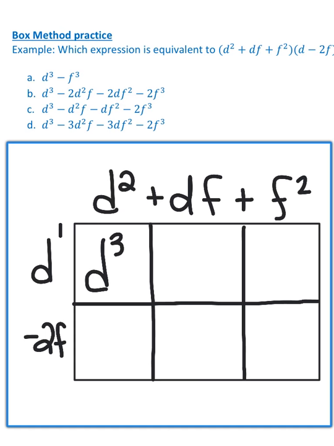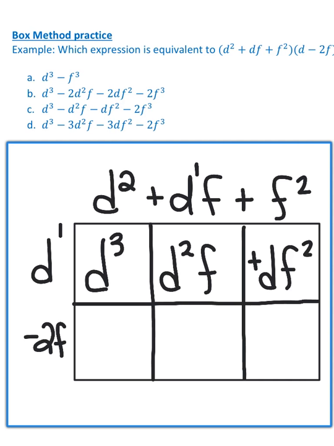To get to the second one, it's d times df. And I have a 1 right here, even though you don't see it. So that means 1 plus 1 is 2, so that's going to be d squared. And f doesn't have a common term in that one, so it just stays f to the first. Now d times f squared is going to be a positive df squared. Let me put my positive sign here just so I remember it.